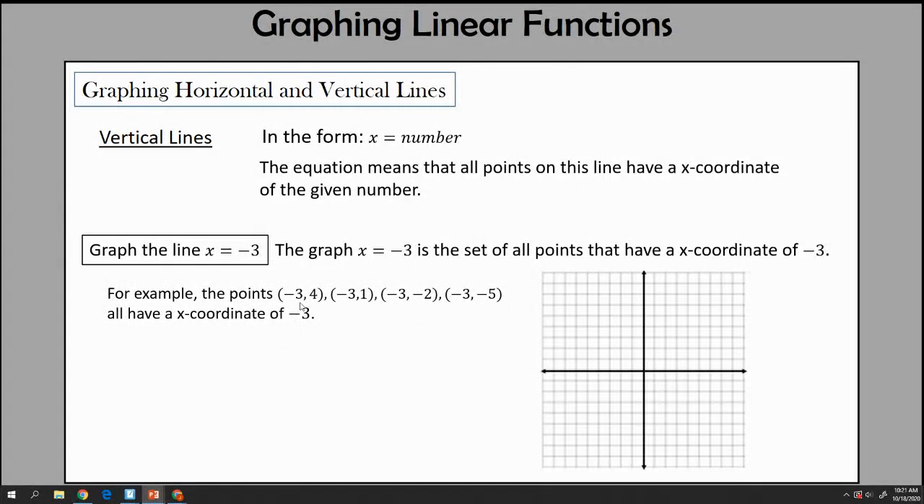All right, so I just picked a few. All of my ordered pairs here have -3 for an x, and I just put in a different number for y. It doesn't matter. -3, 4, -3, 1, -3, -2, -3, -5. All of these have an x coordinate of -3. If we graph them, we're going to see the graph. They make this line. Okay. This is the graph of x equals -3 right here. Notice that this vertical line is going through the x-axis at -3. Okay. So that's how we graph horizontal and vertical lines.